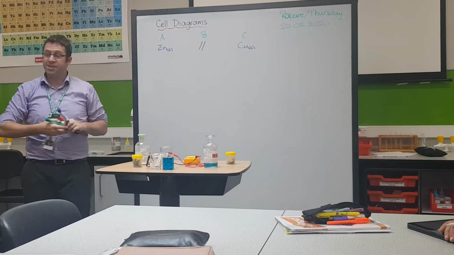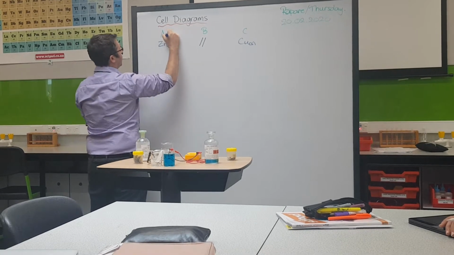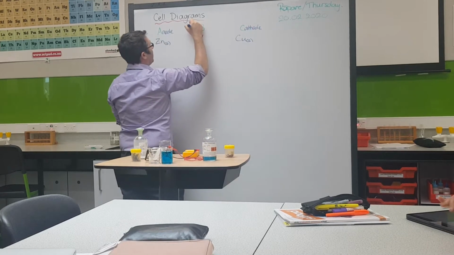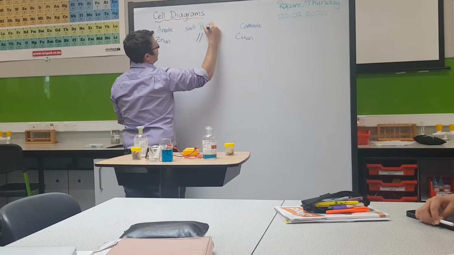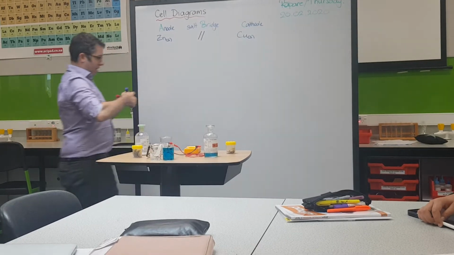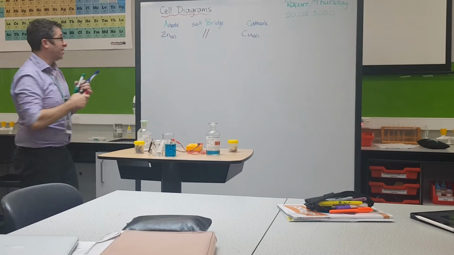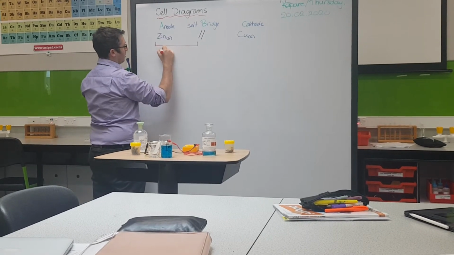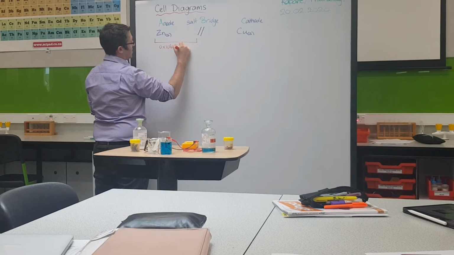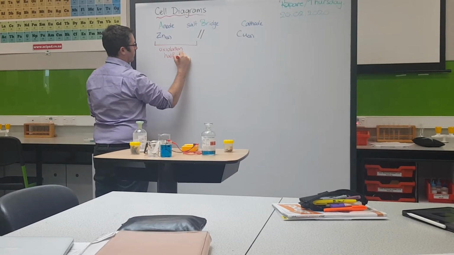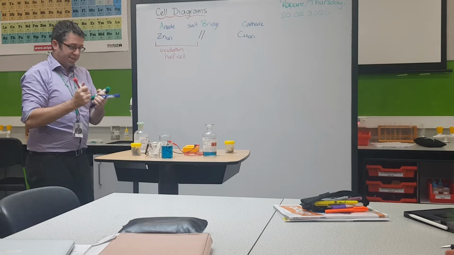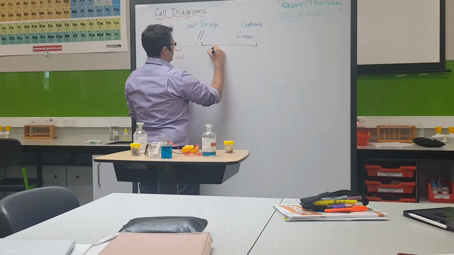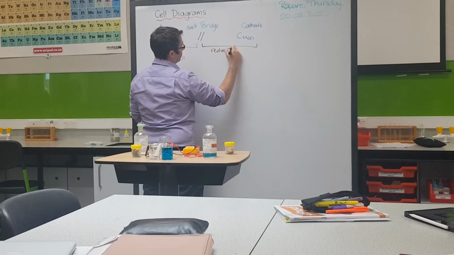So you can see I've got ABC. So my anode, my cathode, and my salt bridge. The salt bridge, as I say, is separating two things. Our anode is in our oxidation half cell, and the other side that's being separated by the salt bridge is our reduction half cell.